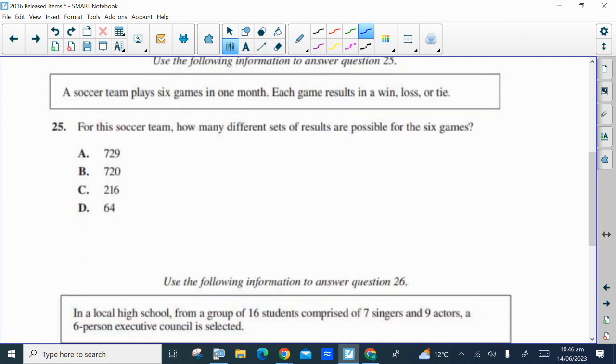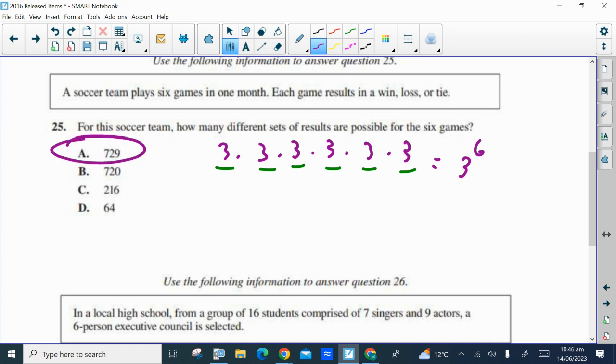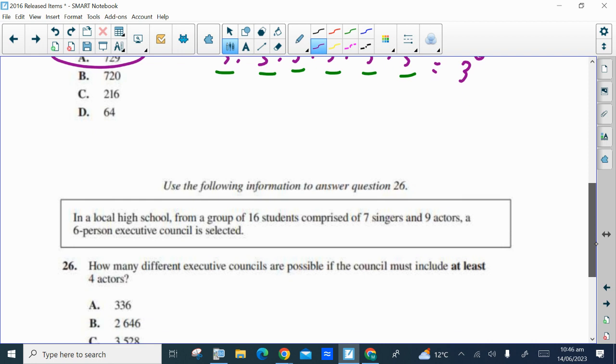A soccer team plays 6 games in 1 month. Each game results in a win, loss, or tie. For this soccer team, how many different sets of results are possible? Well, there's 3 possibilities for each game. There are 6 games, so you can mark down 6 spaces, and there are 3 possible outcomes for each game. This is just the fundamental counting principle. Your answer will be 3 to the 6th, which is 729. That's where that comes from.